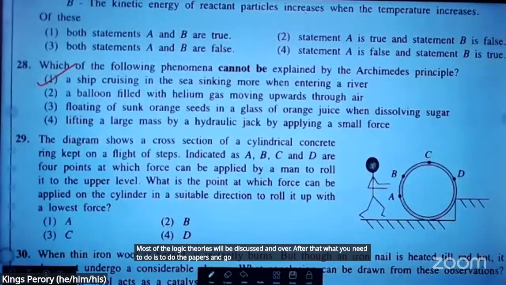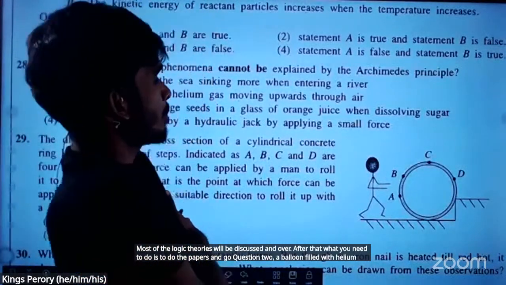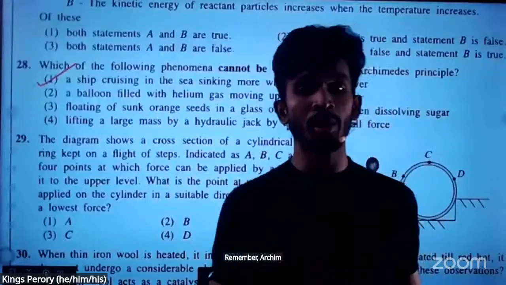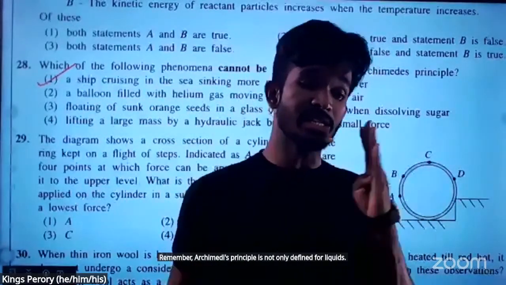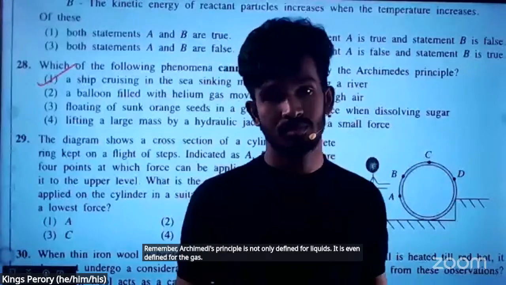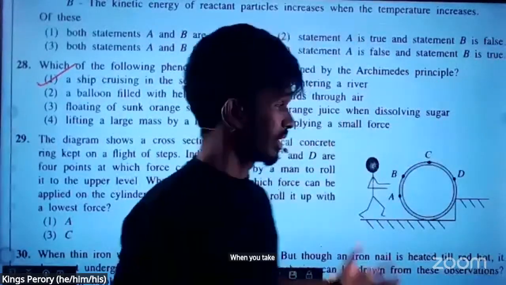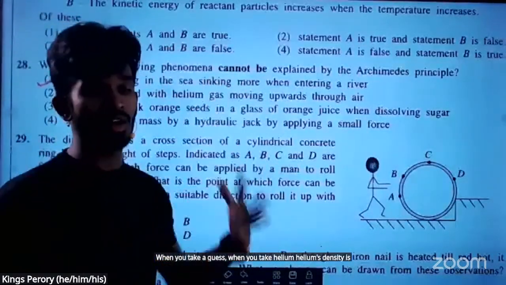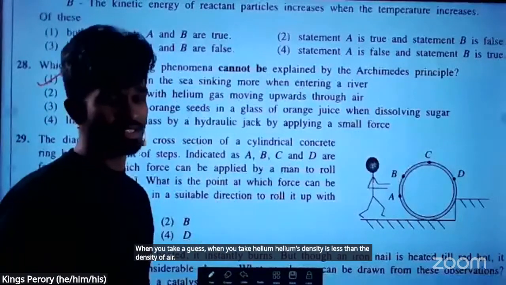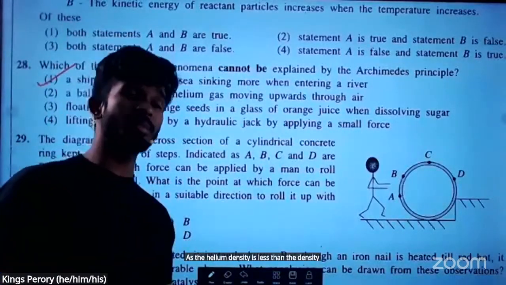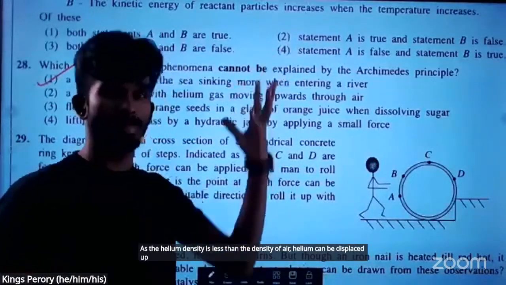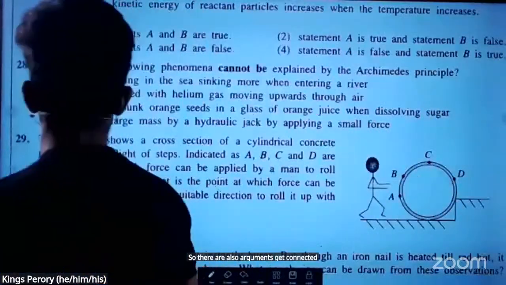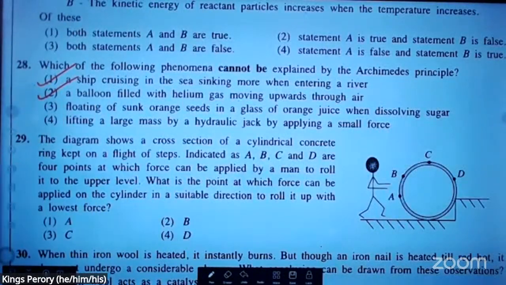Question 2. A balloon filled with helium gas moving upward through the air. Remember, Archimedes' principle is not only defined for liquids. It is even defined for gas. When you take helium, helium's density is less than the density of air. As helium's density is less than the density of air, helium can be displaced up. It goes up. So there also Archimedes gets connected. So this can be explained by Archimedes.